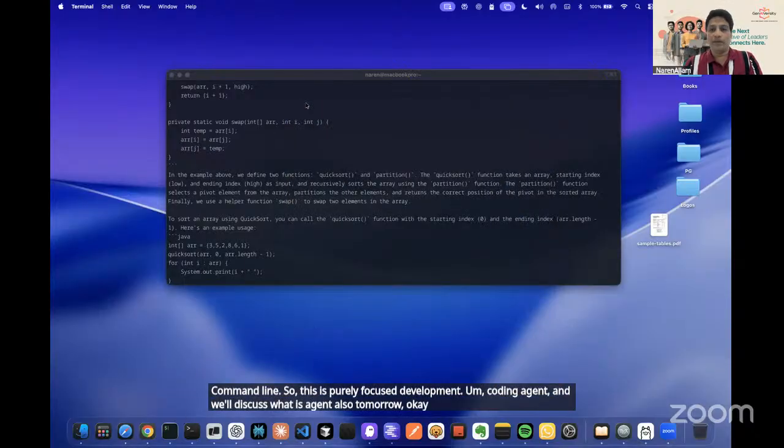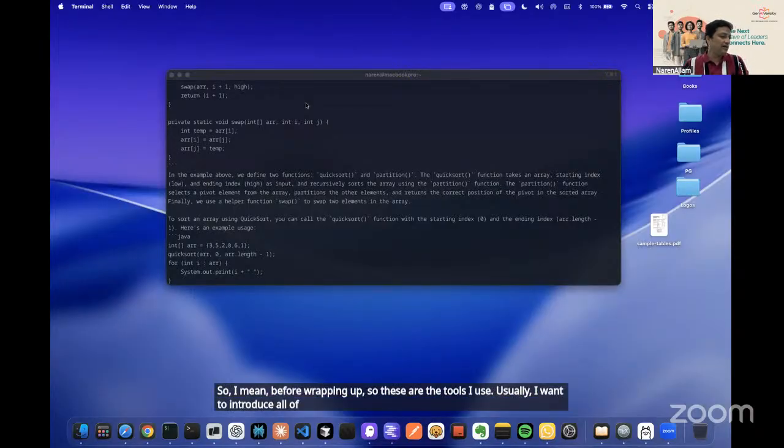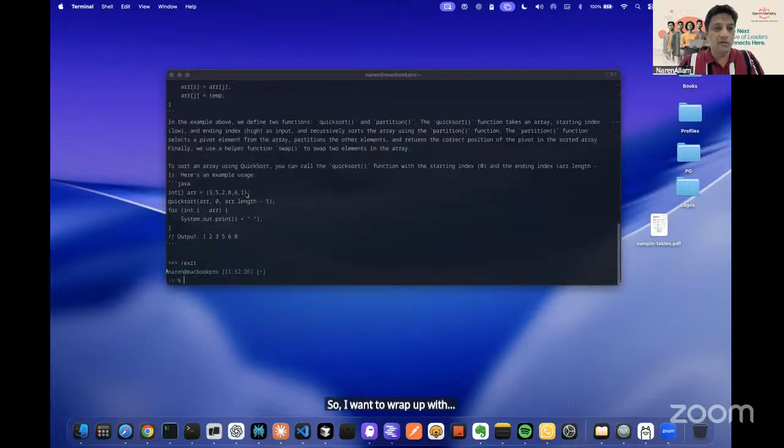Okay. So, before wrapping up, these are the tools I use. Usually, I want to introduce all of them today, as we have less time. So, I want to wrap up with one small prompt.